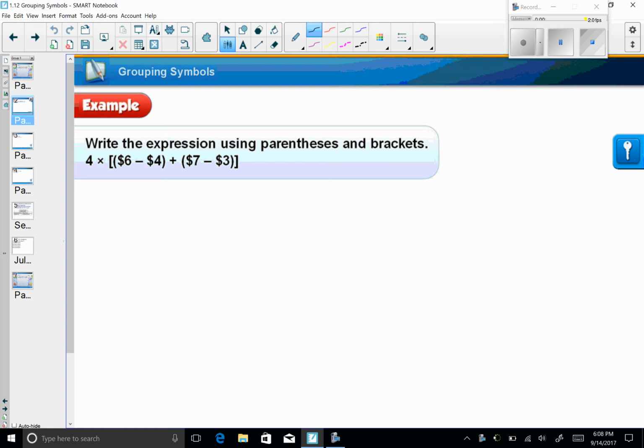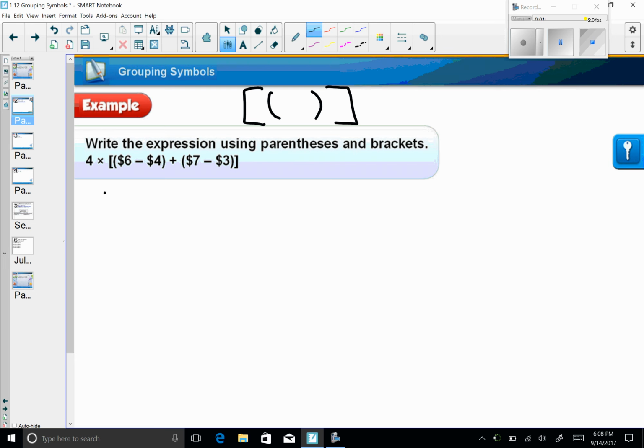Write the expression using parentheses and brackets. So we've already talked about parentheses, which look like this. Any numbers that are inside parentheses we know get grouped together. Today we're going to be adding to that, and we're going to be adding what is called brackets. Brackets look like this, and they go around the parentheses. They usually have multiple operations, and you have to solve them just like you would with the parentheses. So let's use that example that they have given us.